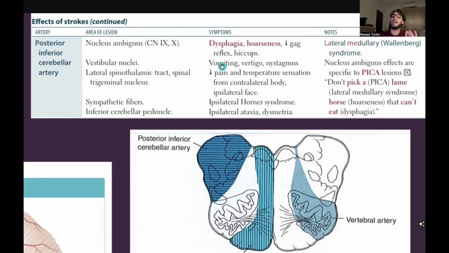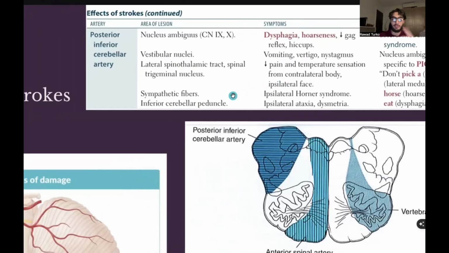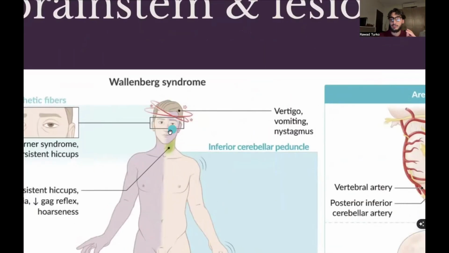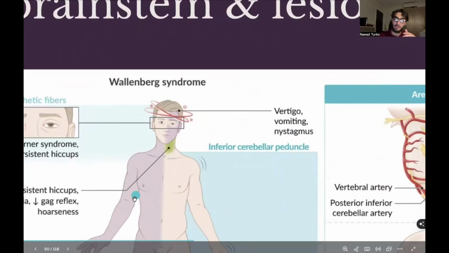So you're going to see contralateral loss of pain and temperature sensation, and ipsilateral loss of sensation from the face. Okay. So those two are going to be opposite. So take a look here. So this is the ipsilateral face. This is the contralateral body.